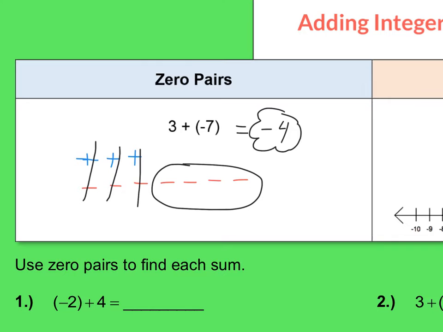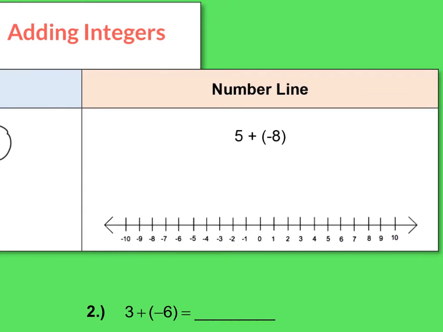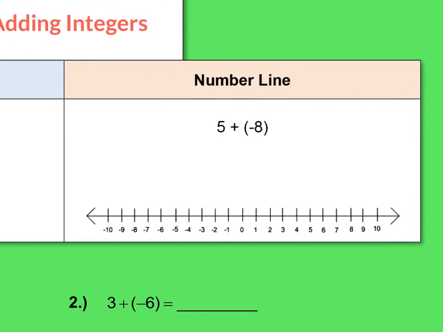Whenever I'm adding integers, I basically think in terms of plus and minus signs, and the plus and the minus cancel each other out, and whatever's left over is the answer. So now I'm going to model using a number line, and we have 5 plus negative 8. When I do this, I always start at 0. I like to do it above the number line.